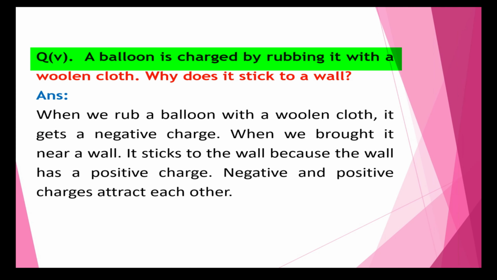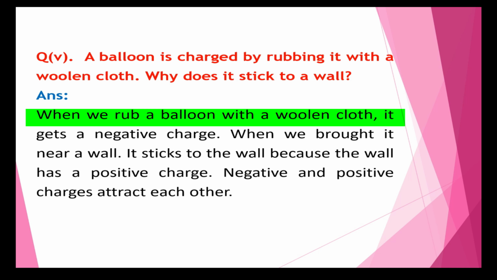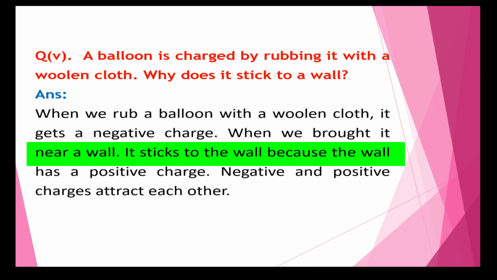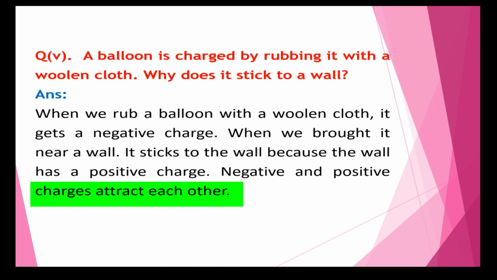Question number 5. A balloon is charged by rubbing it with a woolen cloth. Why does it stick to a wall? Answer. When we rub a balloon with a woolen cloth, it gets a negative charge. When we bring it near a wall, it sticks to the wall because the wall has a positive charge. Negative and positive charges attract each other.